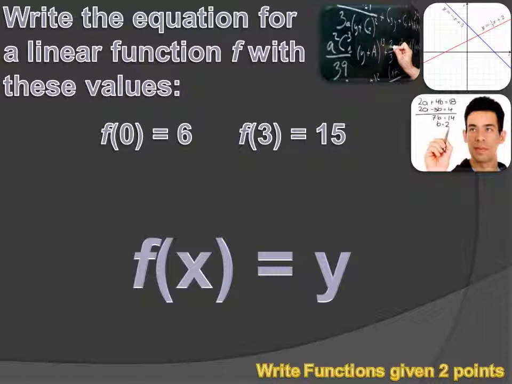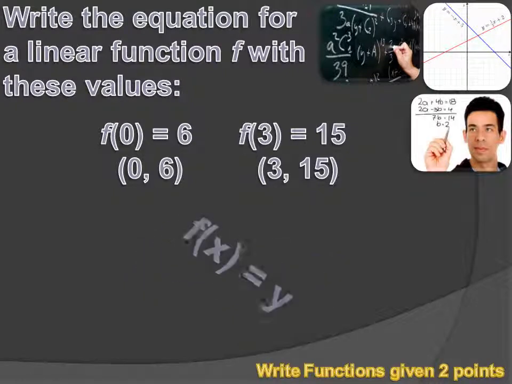So in the equation f of 0 equals 6, 0 is our x value and 6 is our y value. What that is saying is that when we put 0 into the function as x, the function spits out 6 as y. And that means that the point 0, 6 is on the line. Function of 3 equals 15 says that the function of an x value of 3 results in a y value of 15. Or the point 3, 15 is on the line.